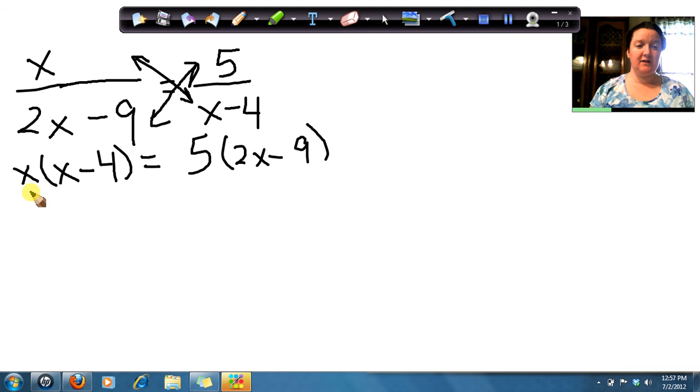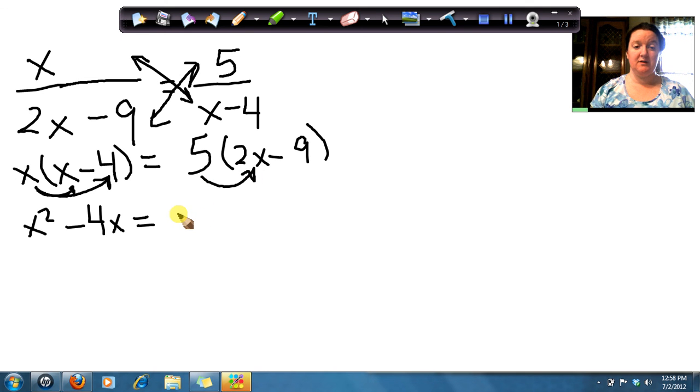Now, the first thing I have to do is distribute the x into the things that are inside. So that's going to give me x squared. I'm going to distribute that part, so I'm going to get minus 4x equals, I multiply these parts together, I get 10x. I multiply these parts together, I get minus 45.